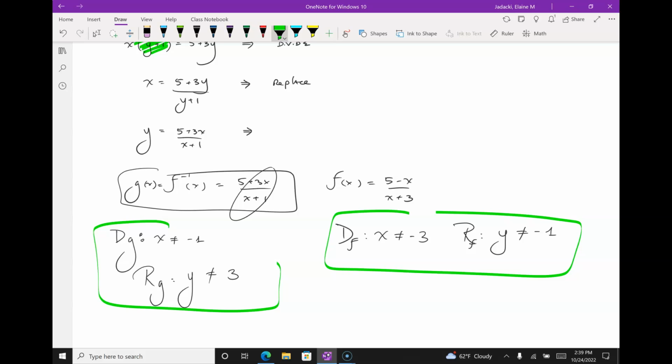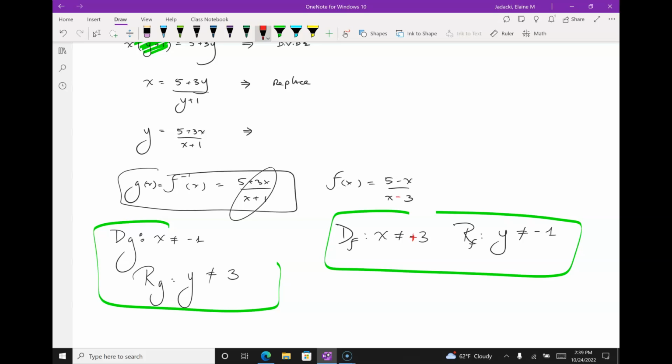Rafi? 3 is fine, because 3 plus 3 is 6 downstairs. Oh, I have the wrong function. It's x minus 3, right? Sorry. Thank you. That's better. Thank you. So the answer would be f of x is not equal.